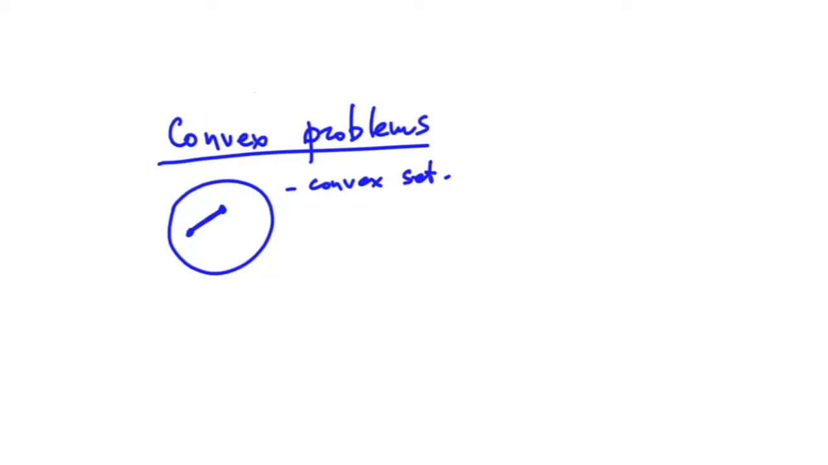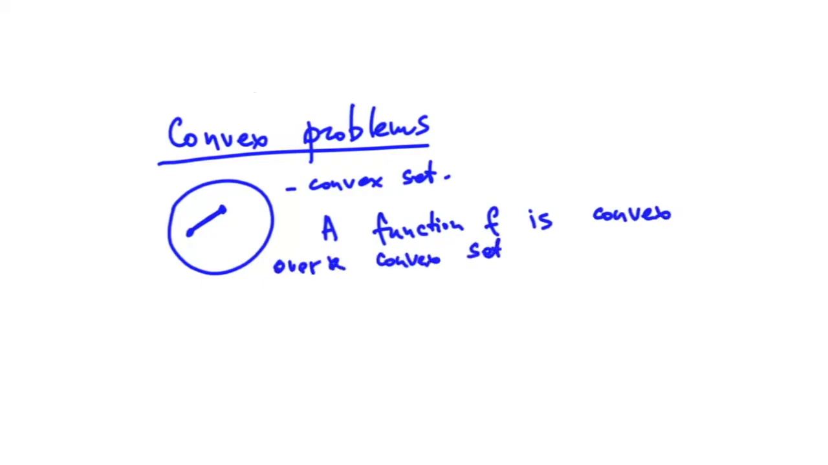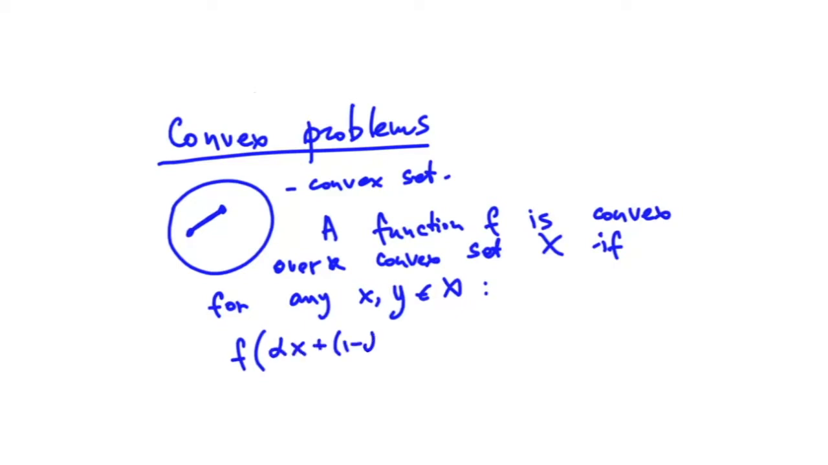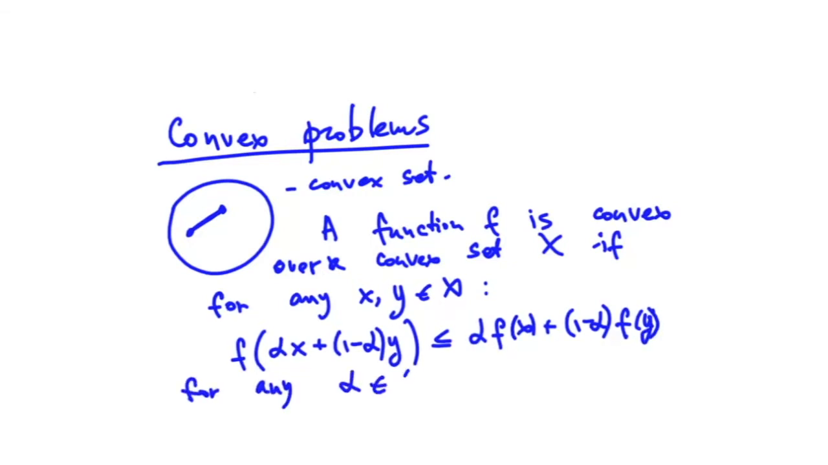But what is a convex function? So a function f is convex over a convex set, say denoted by capital X, if for any 2 points x and y from this set X, f of alpha x plus 1 minus alpha y is less than or equal to alpha times f of x plus 1 minus alpha times f of y for any alpha between 0 and 1.